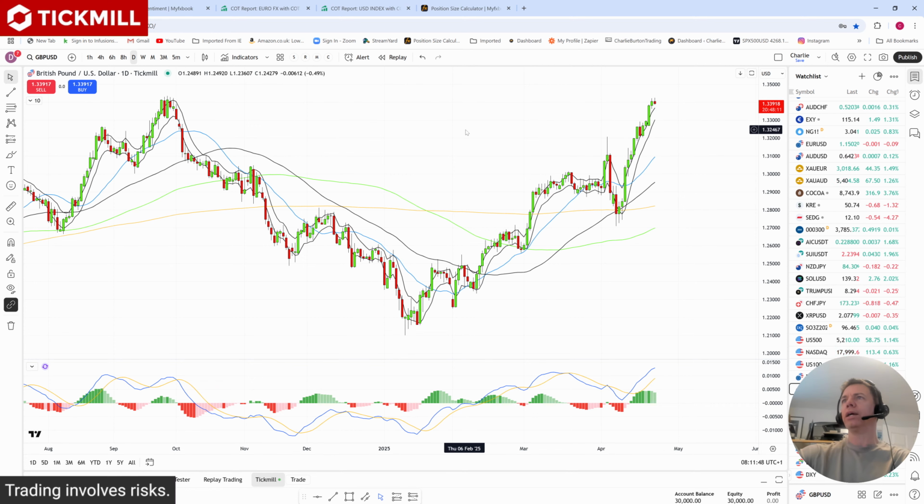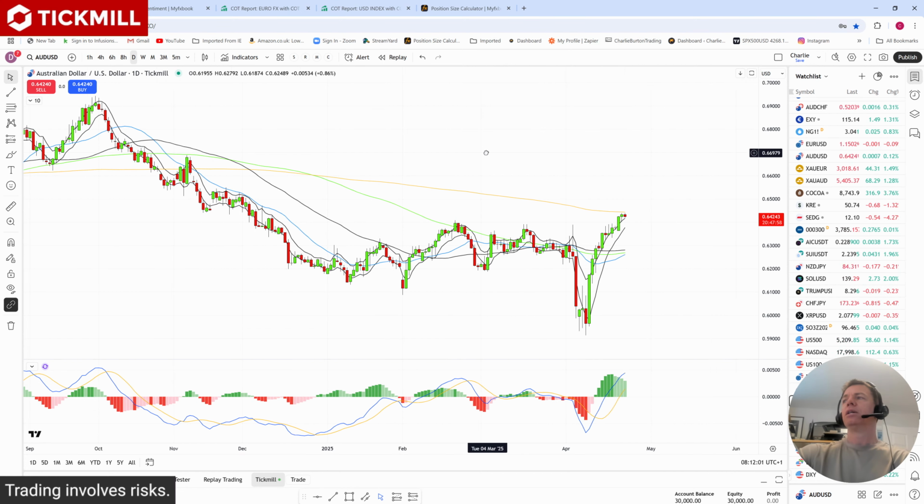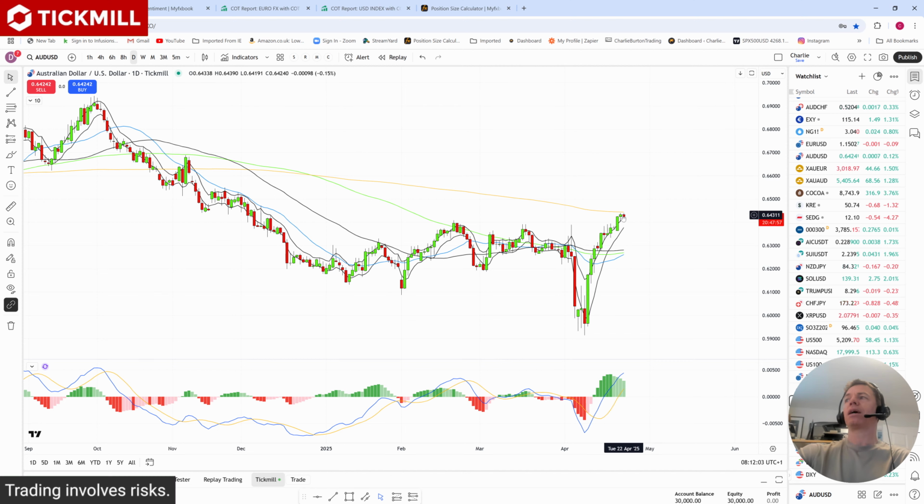So, could we be close to some form of taking a breather here? We'll have to see. So, again, I'm going to come down to the smaller time frames in a moment. What I'm doing at the moment is just setting the scene. The Australian dollar has come up to pretty much its 200-day moving average. So the scope for potentially taking a pause there.